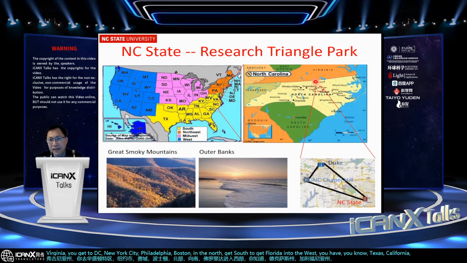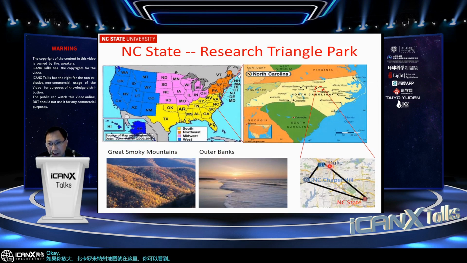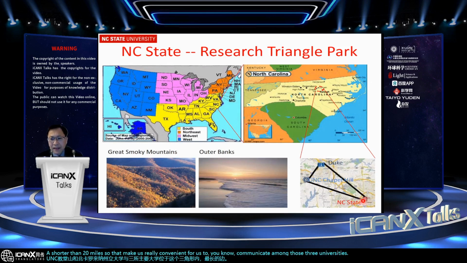If you zoom in, the North Carolina map is here. Zoom in further, and this triangle really means the Research Triangle Park. We have Duke University, UNC Chapel Hill, and NC State, three major universities located within this triangle, with the longest side shorter than 20 miles. That makes it really convenient for us to communicate and collaborate among those three universities.